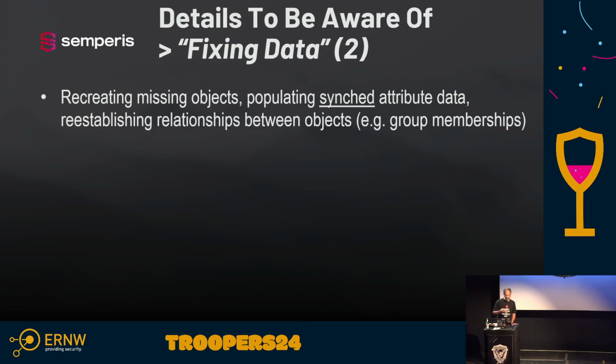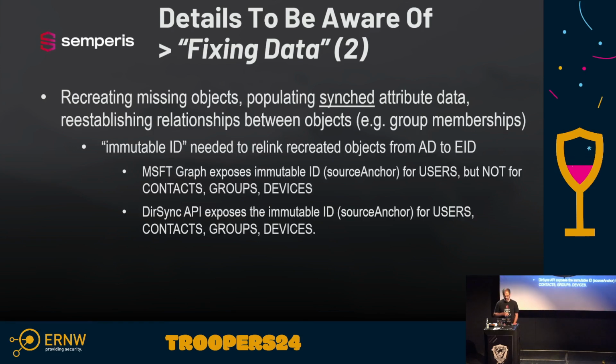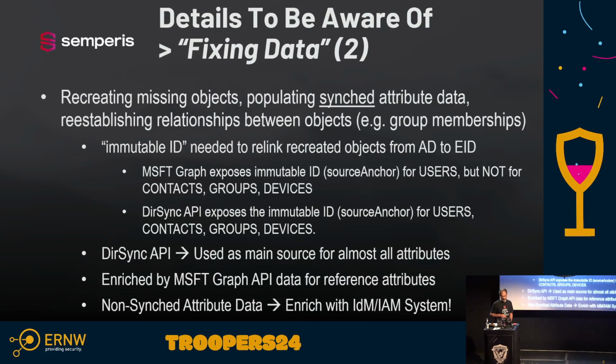Recreating objects. As I mentioned, recreate and reestablish object relationships, you need the immutable ID. You can get it for users, you can't get it for the other devices. But if you use the DirSync API, you get everything. Because when you think about Azure AD Connect or Entra Connect, it has and it knows about the immutable ID. So I'm talking to the exact same API, and it will tell you all the information that you need to then fix whatever needs to be fixed in your Active Directory.